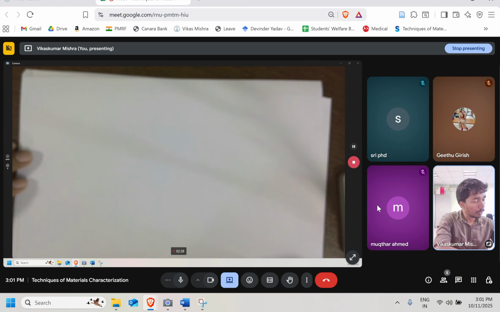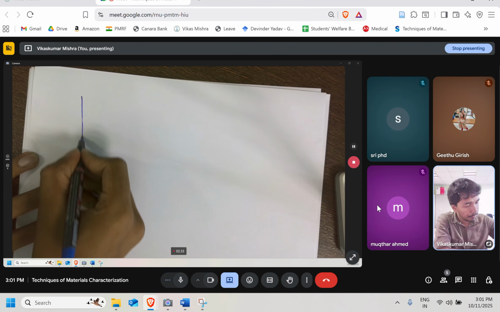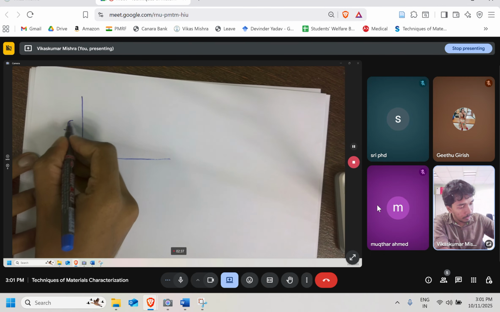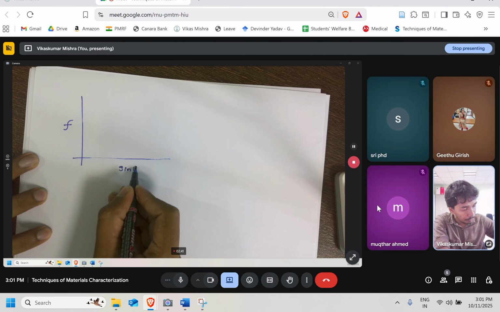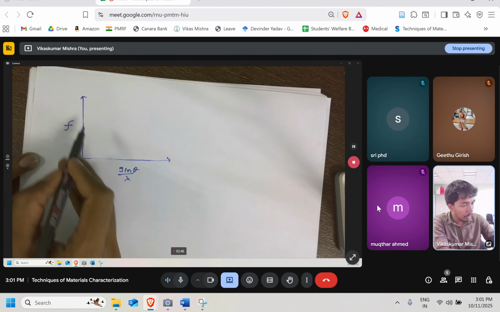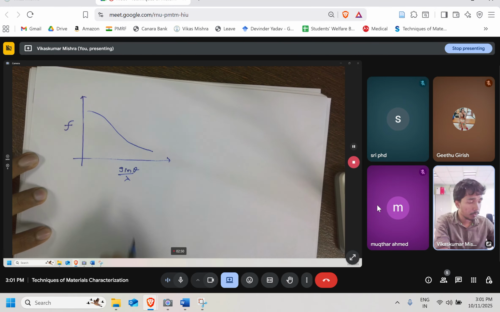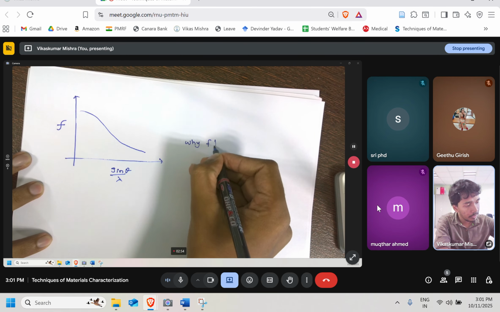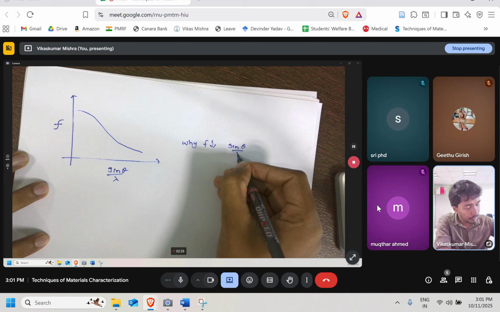Last time I made a mistake in the explanation. The question was about the atomic scattering factor, where on the x-axis we are writing sine theta by lambda, and the curve goes something like this. The question was: why is f decreasing when sine theta by lambda is increasing?